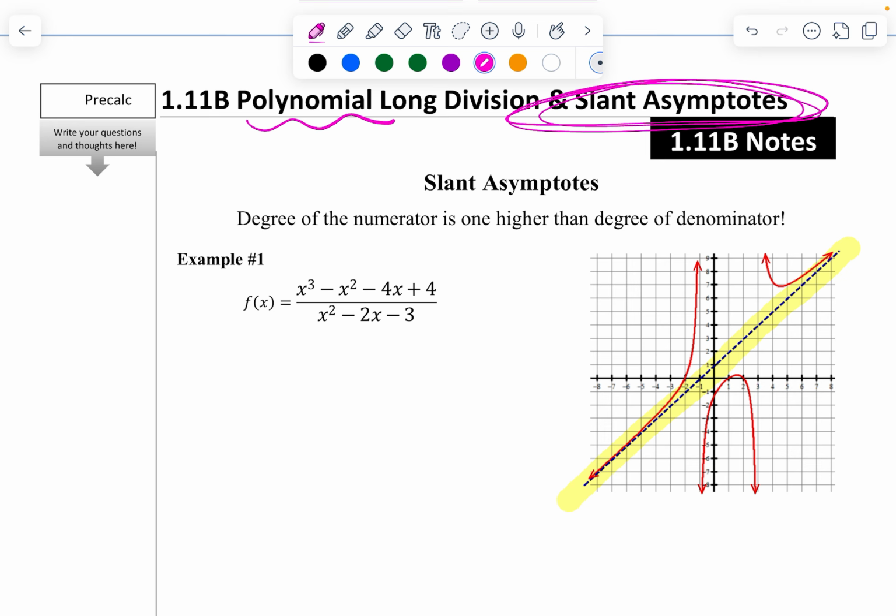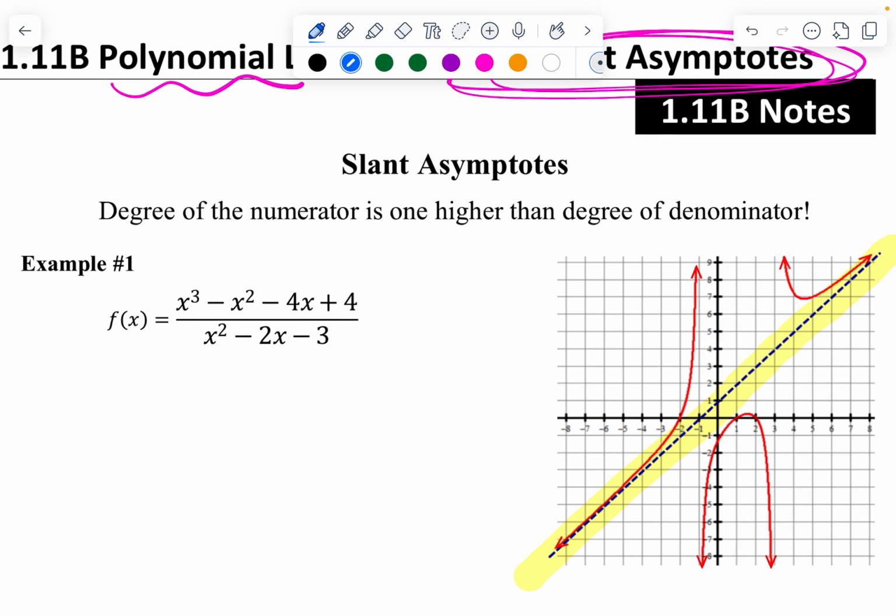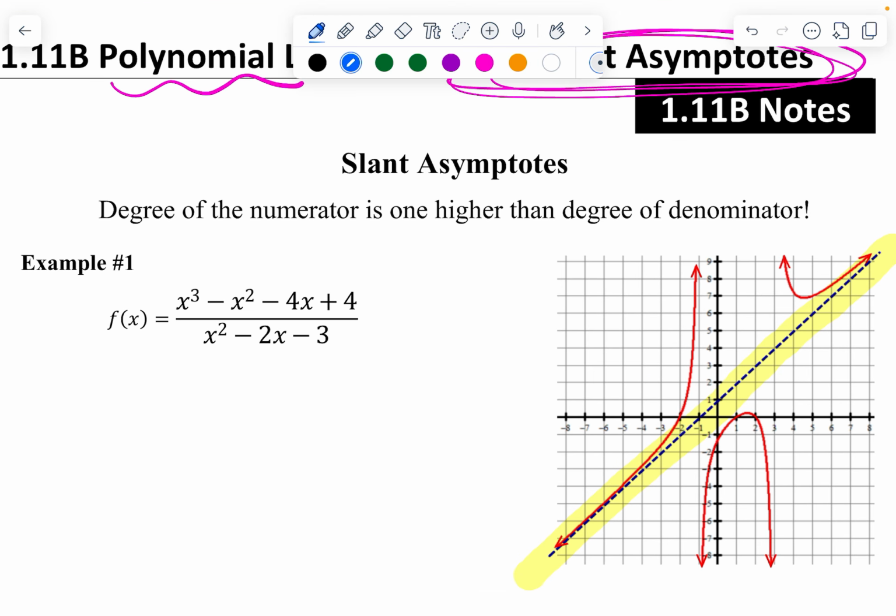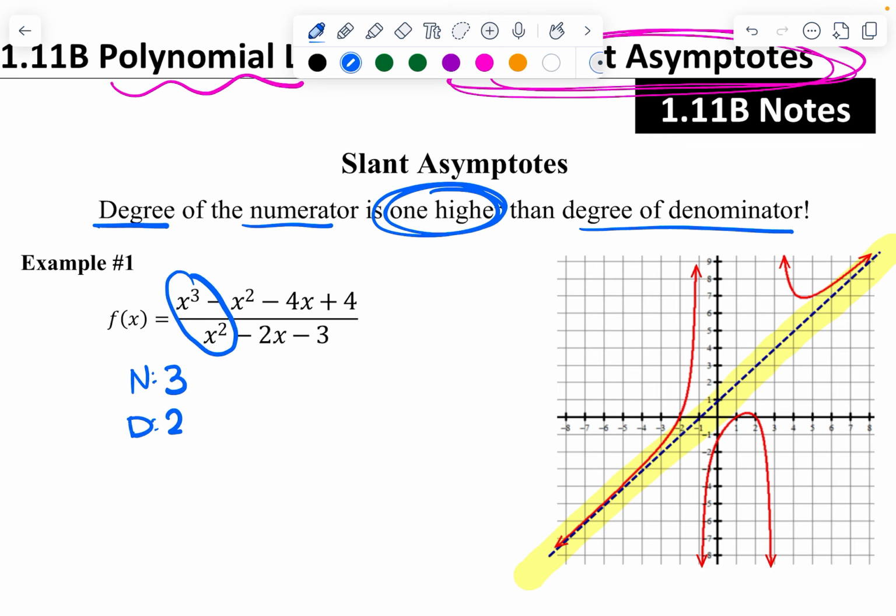How do you find one of these? You might be wondering. This is how you find one. So number one, in order for there to be a slant asymptote, the degree of the numerator is exactly one higher than the denominator. So let's look at this one. If I compare the degrees here, the numerator degree is 3, the denominator degree is 2. This one is exactly one higher than the bottom, so this does have a slant asymptote.